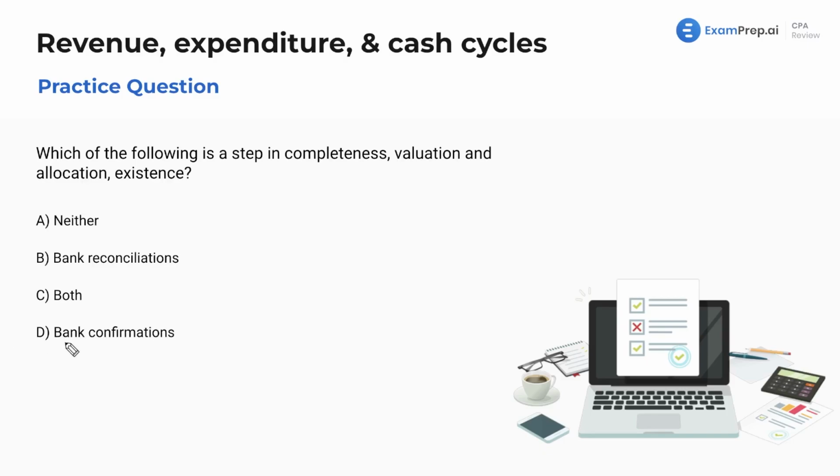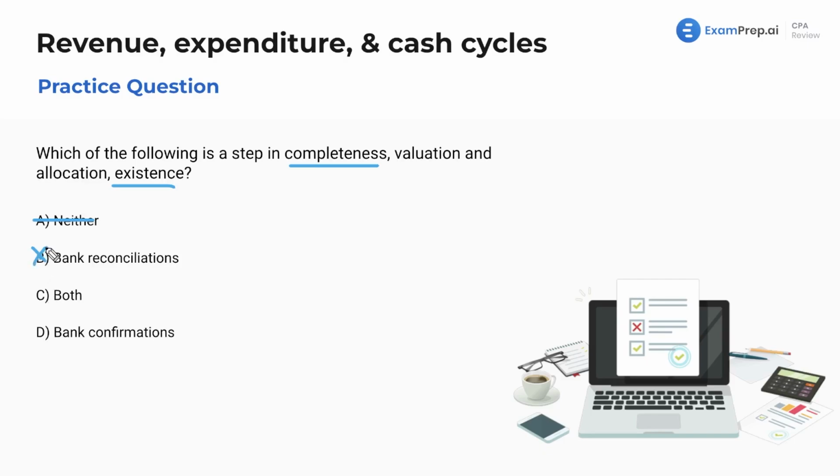Well, bank confirmation, this is going to be us mailing to the bank and saying, hey, the client says they have $10 million in their account. Do they actually have $10 million? And I would say, yeah, that's going to confirm the completeness that all the dollars are accounted for. That's going to confirm the existence of it, confirm the value of everything in the account. So I'm going to cross off neither because it's definitely going to be at least be D. And then we can cross off letter B. But is it going to be both?